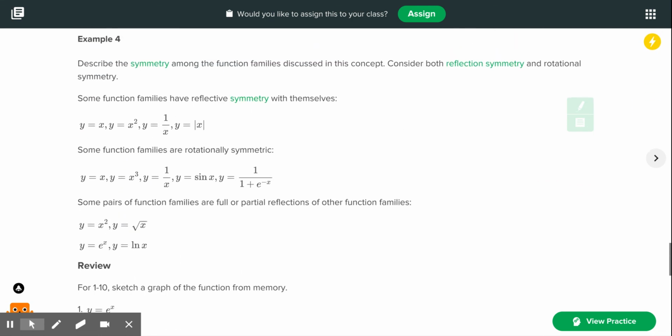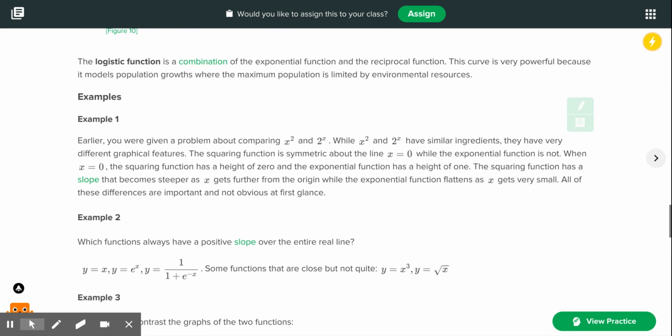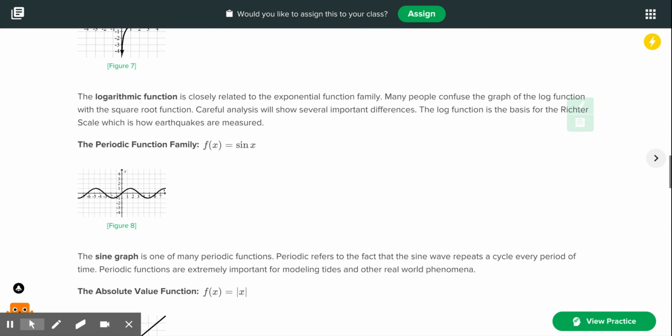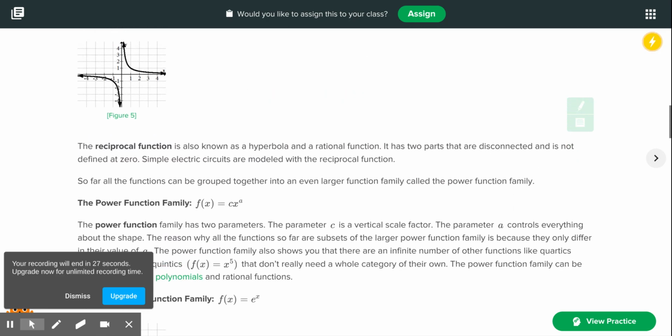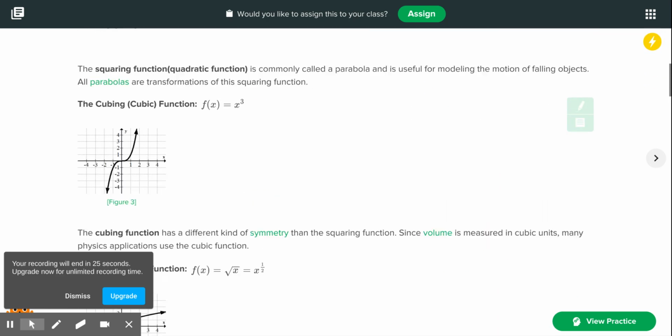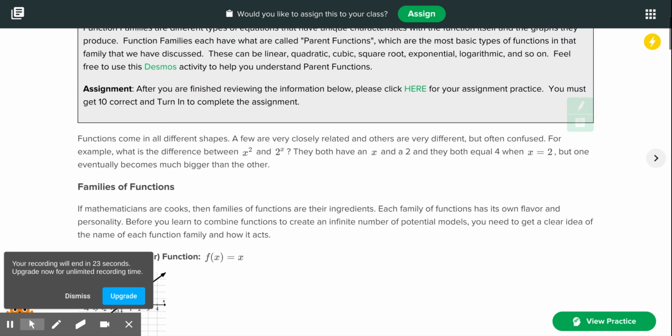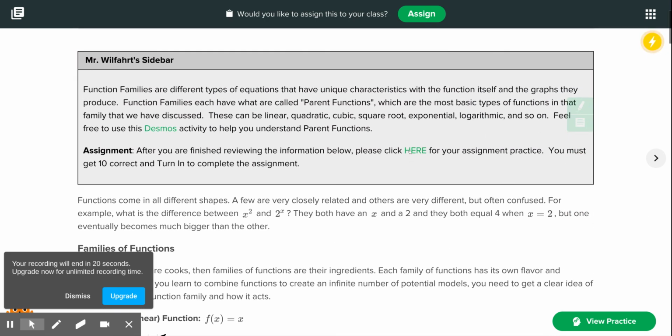Okay, so once you are done kind of working through the section here, what I would have you do then is go back up here to the top and make sure you click on this link right here. And remember that you need to get 10 correct in order for you to turn that assignment in. So hopefully that helps you get started.